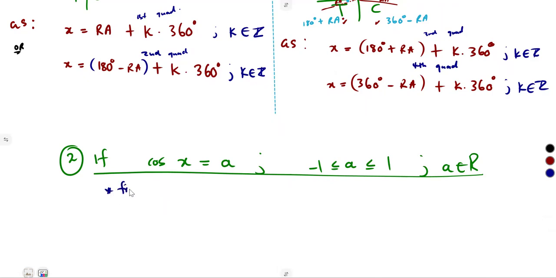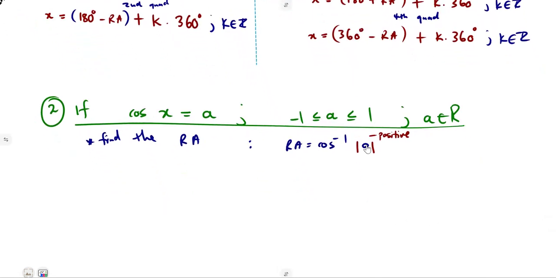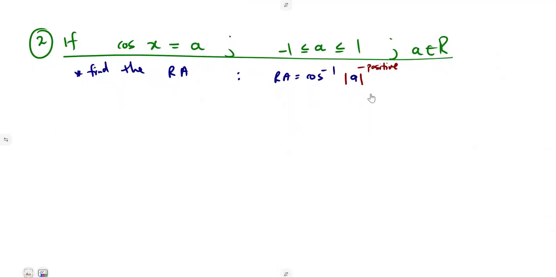We must find the reference angle, which in our case, since we are dealing with cos, will be taken as arc cos of the magnitude of a, the positive value. You ignore the sign that is given. If it is negative, ignore that. The sign will be used later on from our quadrants. That is where the sign is to be used.